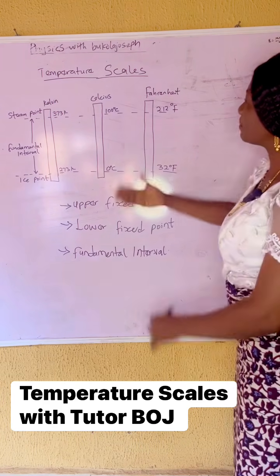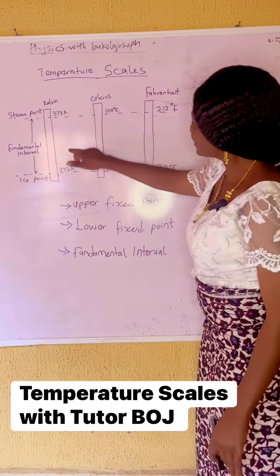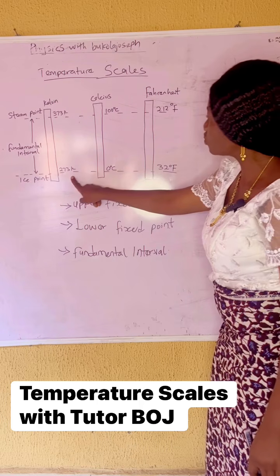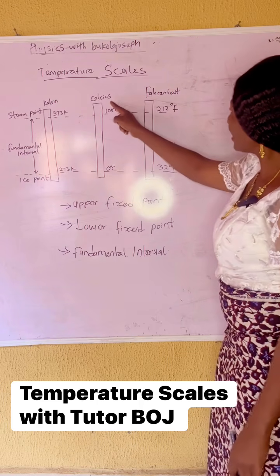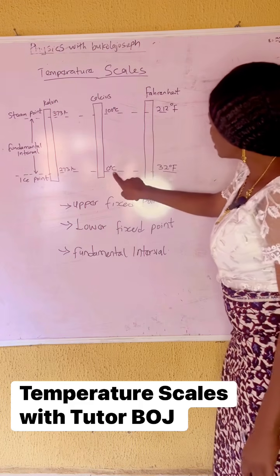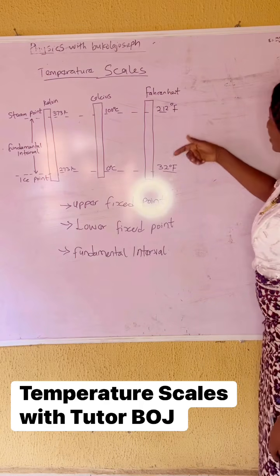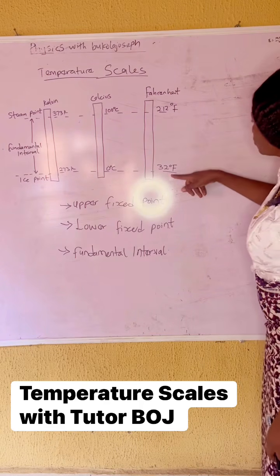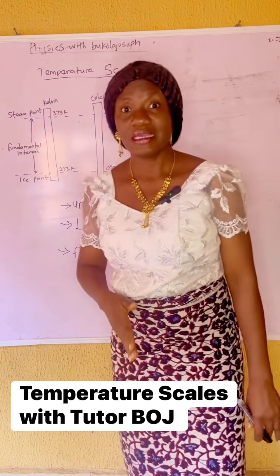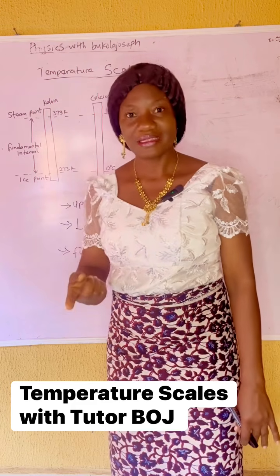Now, what is the fundamental interval for these scales? The fundamental interval is simply 373 minus 273, which will give us what? 100 Kelvin. The fundamental interval for Celsius scale is simply 100 minus 0, which is what? 100. Now, the fundamental interval for Fahrenheit scale is what? 212 minus 32, which is equal to what? 180.